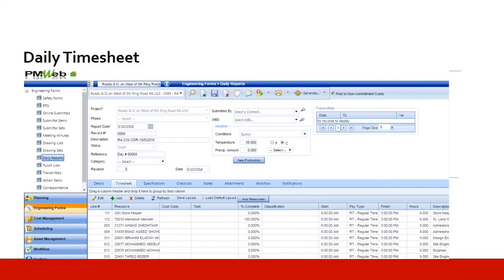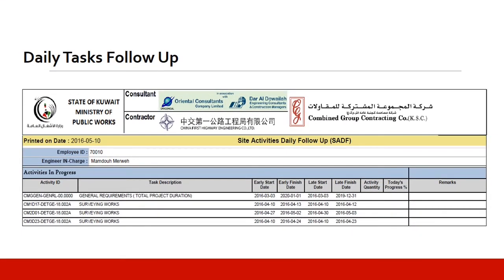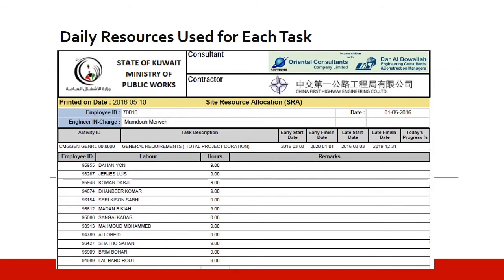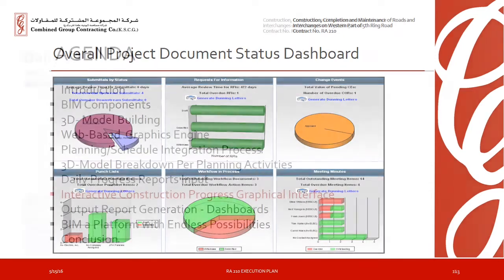The daily report also includes the resources, which are manpower, material, and equipment. And once you have the data in, you could print any report you want in any format, in any shape. This is one sample of the output. And then you could connect all that to a dashboard where it could tell you the status of your submittals, requests for information, change events, punch lists, workflow, minutes of meetings, all of that in a dashboard.